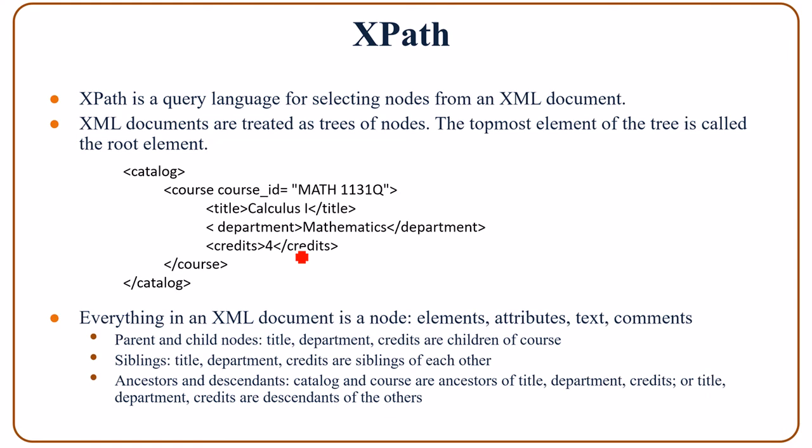There are parent and child nodes. In the example, we see title, department, and credits are children. Of course, we have sibling nodes. In the example, we have title, department, credits as siblings of each other. We have ancestors and descendants. Looking at the example, catalog and course are ancestors of title, department, and credit. Or also we can say title, credits, and department are descendants of the others.